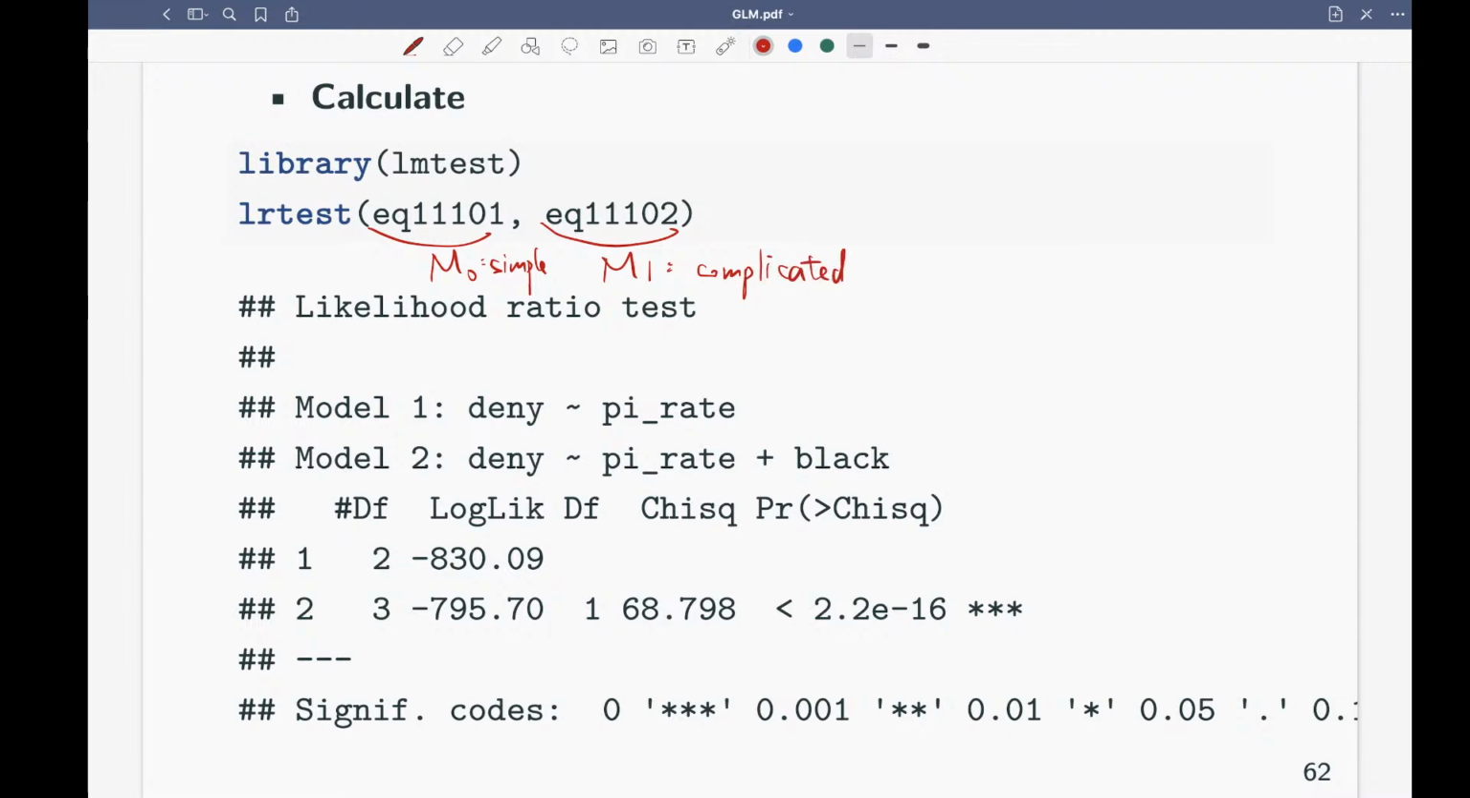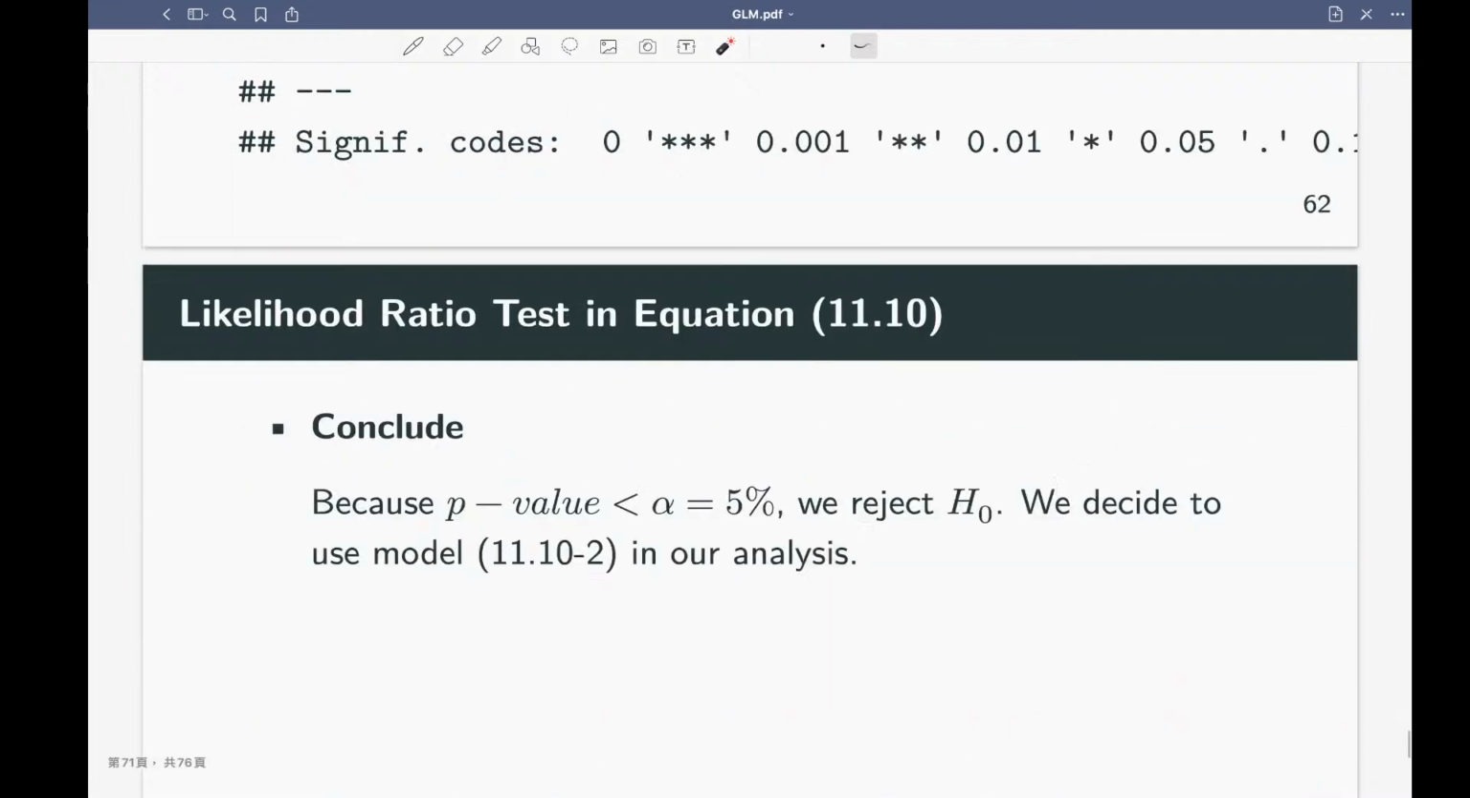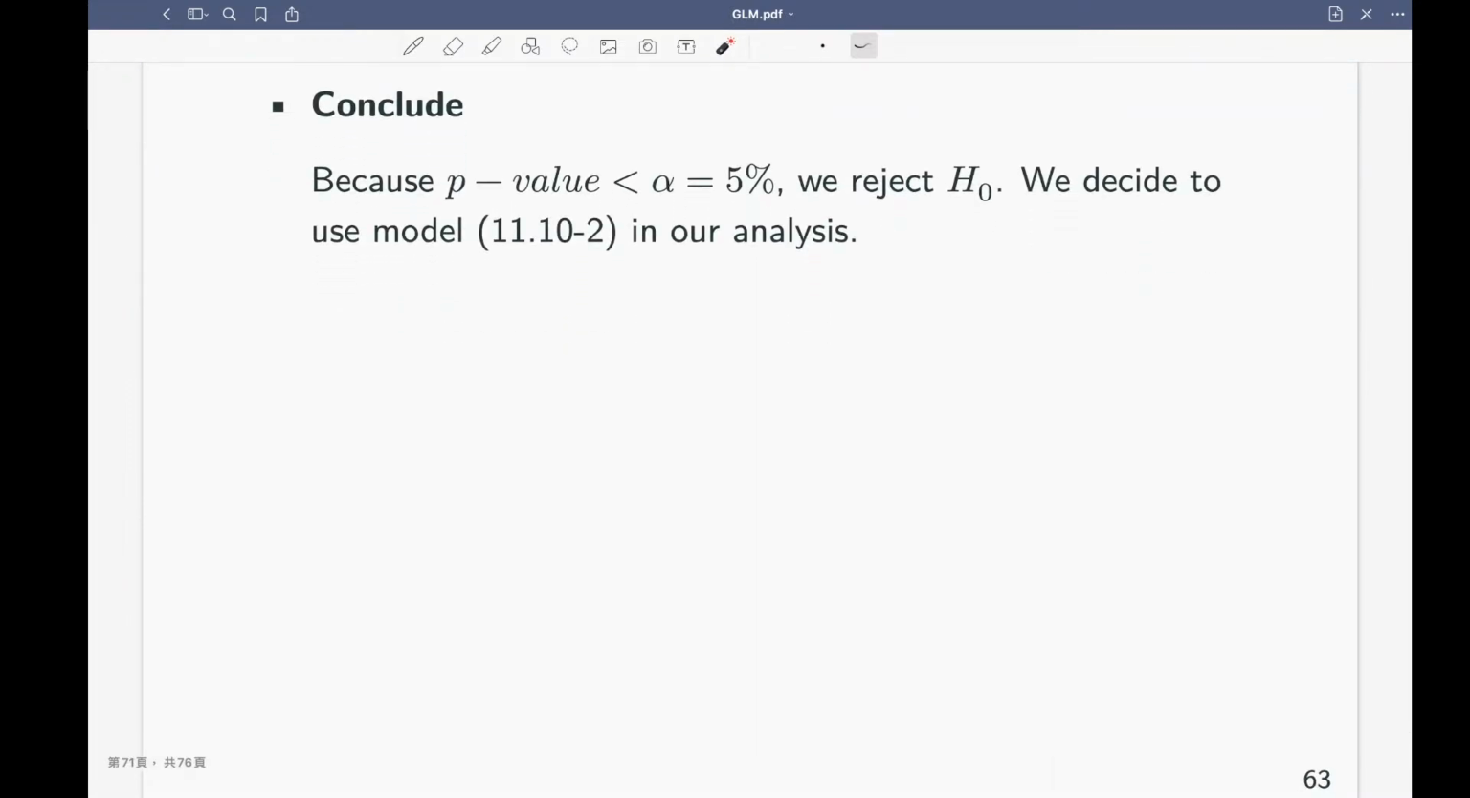Okay, so here you can find the result. The test statistic is about 68.798, and the p-value is less than 0.1%. So it's very significant. So we can write down a conclusion. Because the p-value is less than 5%, we reject the null hypothesis. We decide to use model 1. That is, we use the two regressors in our analysis.